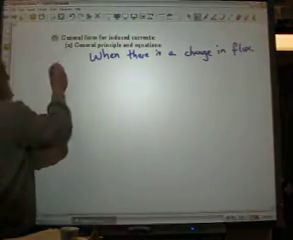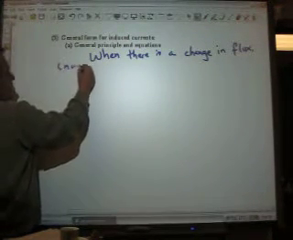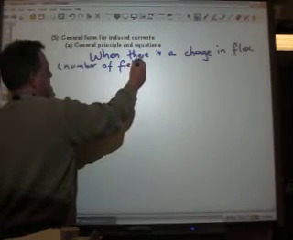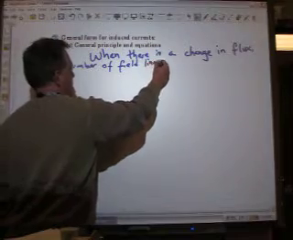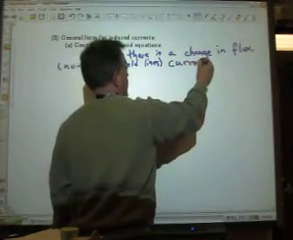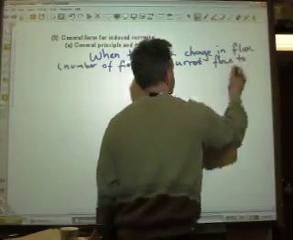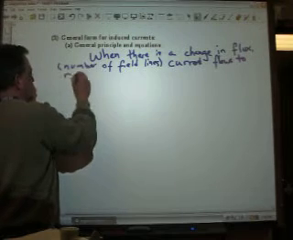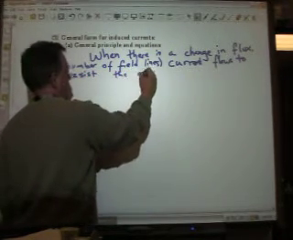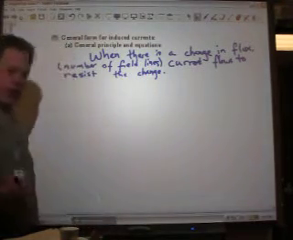and remember, flux is the number of field lines. Current flows to resist the change. So I'm going to do a couple of examples.